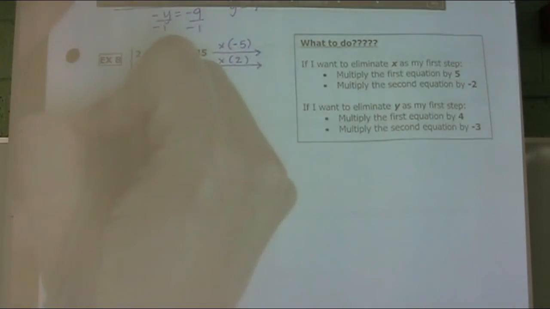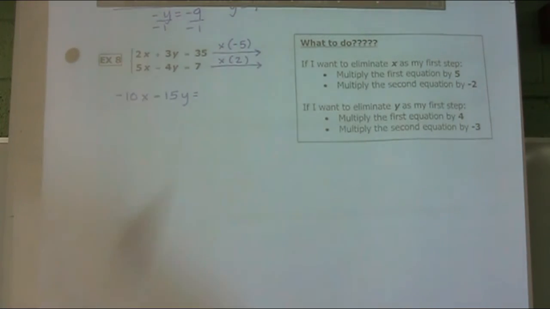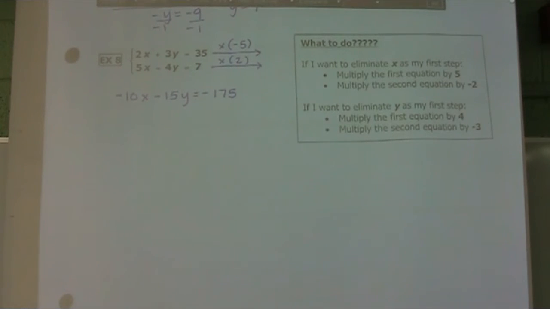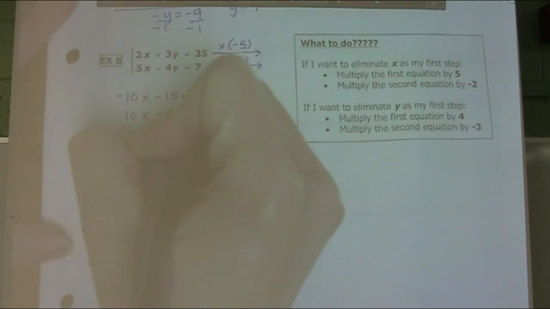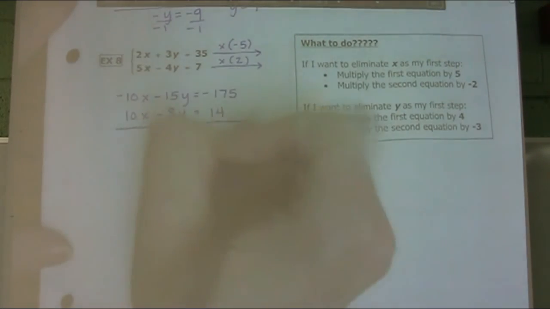So I'll write my new equations below. This gives me -10x, -15y, and sometimes this gives you large numbers, so it's good to have a calculator handy. 35 times -5 is -175. Now, keep in mind, as long as you don't make a math error somewhere, these will all work themselves out. The second equation, I'm multiplying by 2. That's going to give me +10x, -8y, and 14.